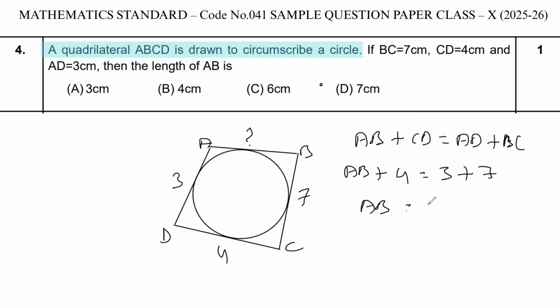So now we can get the length of AB. This is how much? 10, and 10 minus 4, that is 6. So you should write 6 centimeter. Anyway, this is an MCQ. So the correct answer is option C.